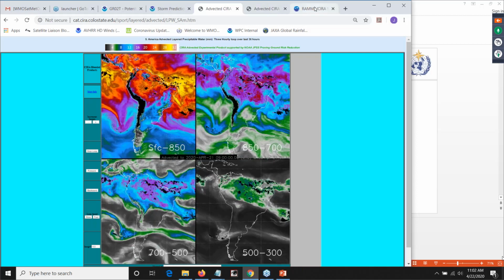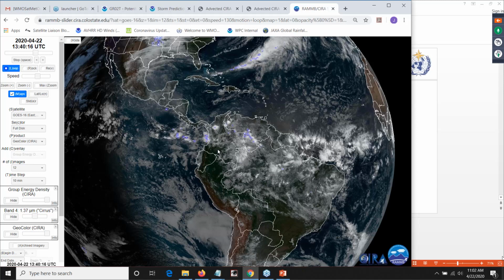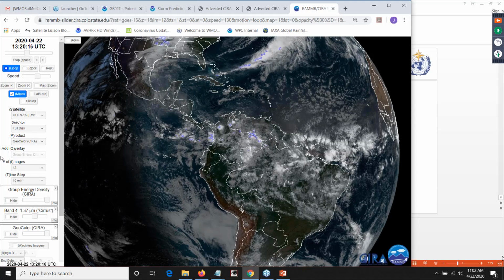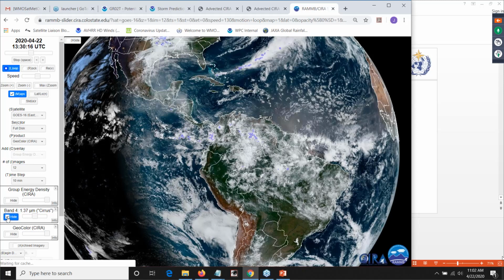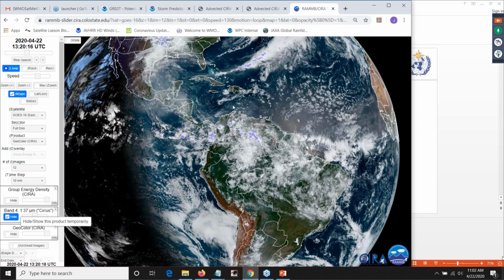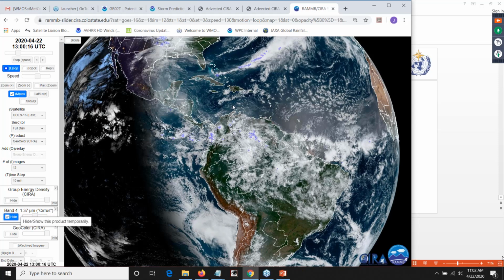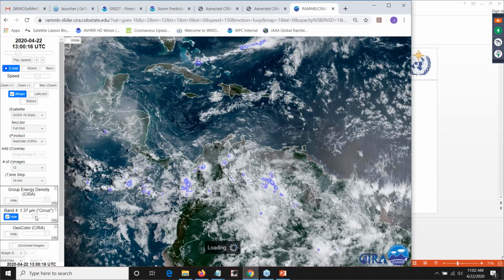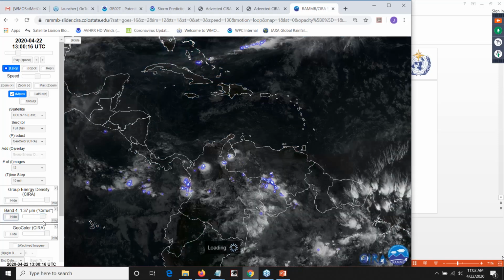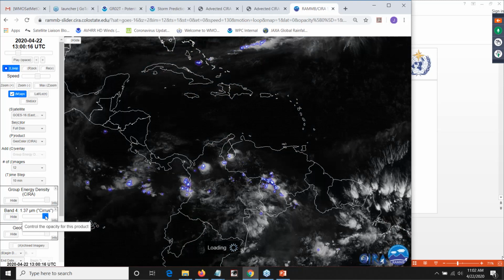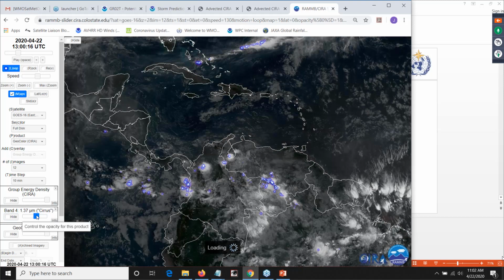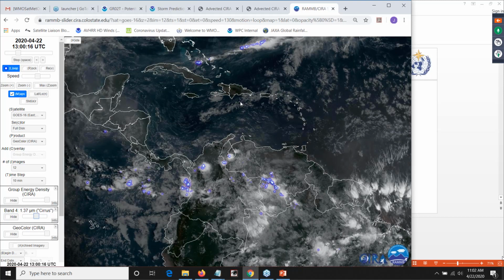If we go to the satellite image, I'm going to get the series channels out. I have the geocolor and the GLM at the moment, and you can see that in the Caribbean, most of this is shallow convection. If I use the cirrus channel, which blocks low-level clouds, you can see the same thing, right? So there's a lot of moisture, but it's trapped in the lowest troposphere.